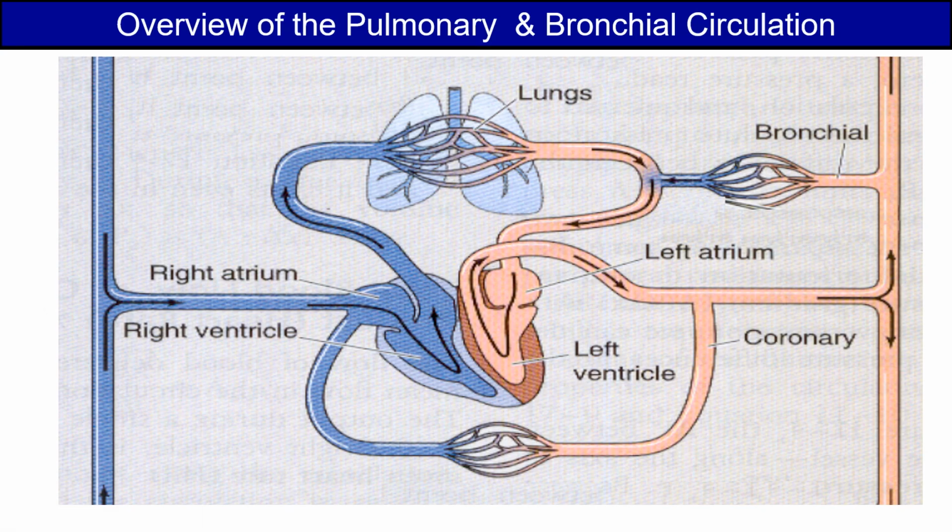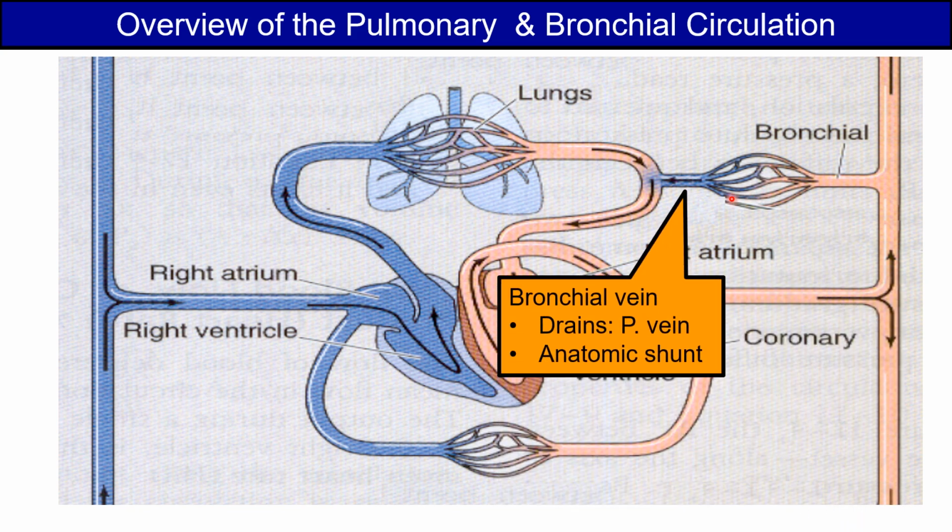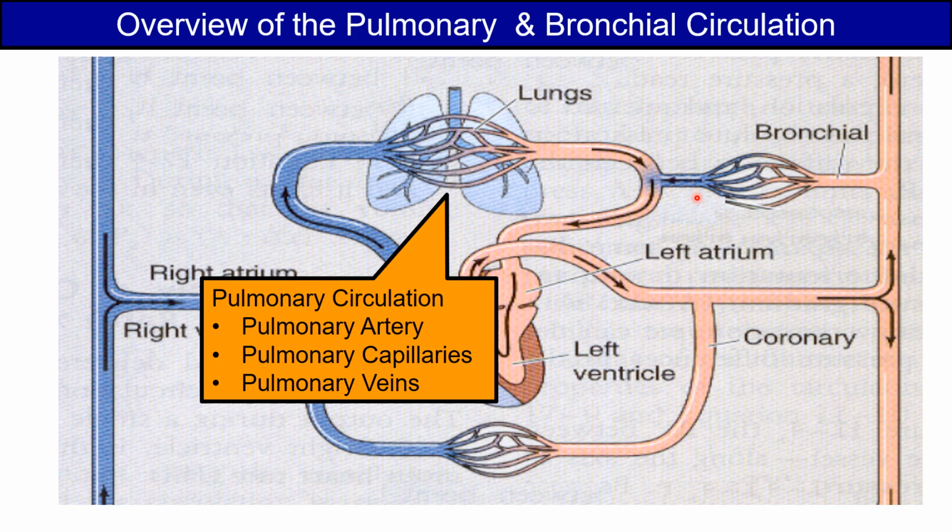Okay, this is an overview of the pulmonary and the bronchial circulation. The bronchial artery is a branch of the aorta and supplies oxygenated blood to the airways. This is drained by the bronchial vein, which drains into the pulmonary veins. So this is one of the two anatomic shunts in our body. This is the pulmonary circulation, which is composed of your pulmonary artery, the pulmonary capillaries, and that of the veins.